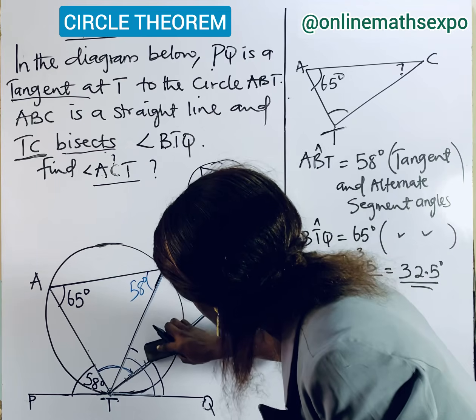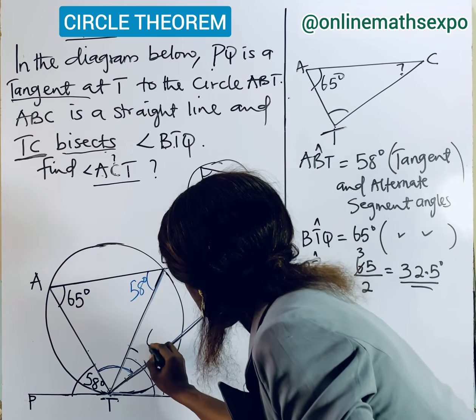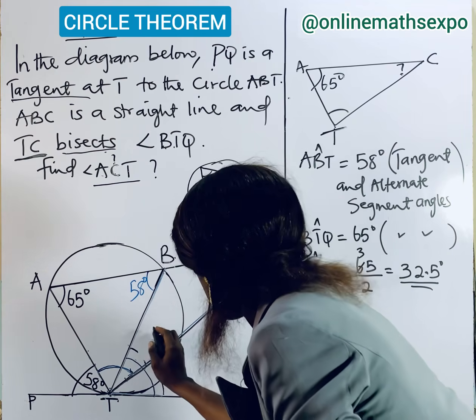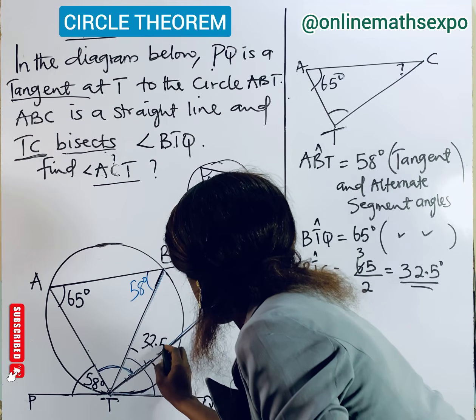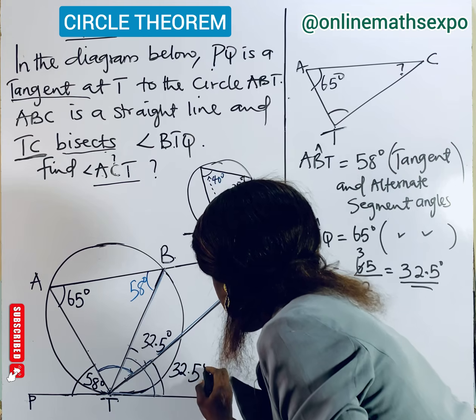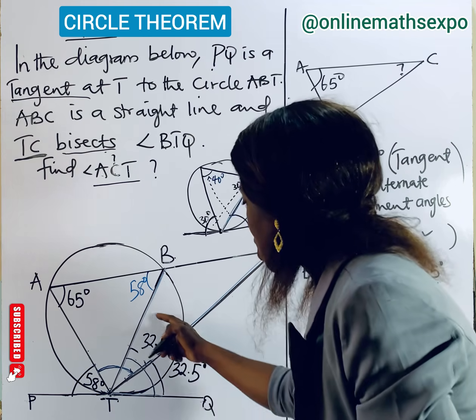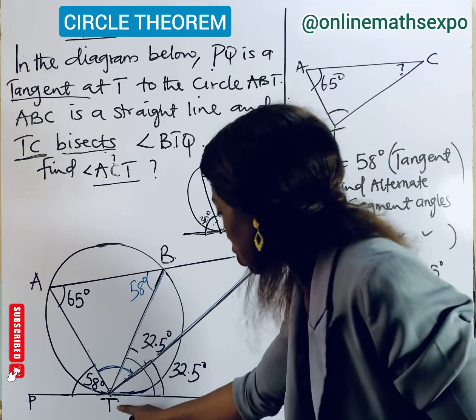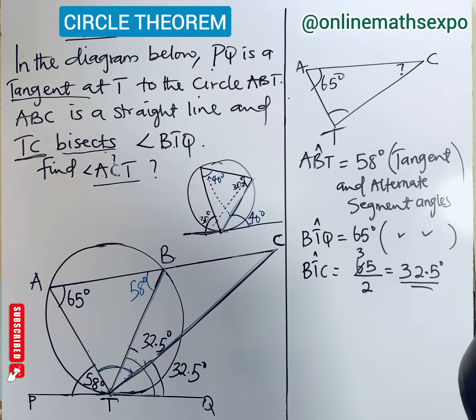So we can adjust this to have 32.5 degrees, and this part is also 32.5. So that when you add it together, it gives you the total angle at BTQ, which is this. I hope this is clear.